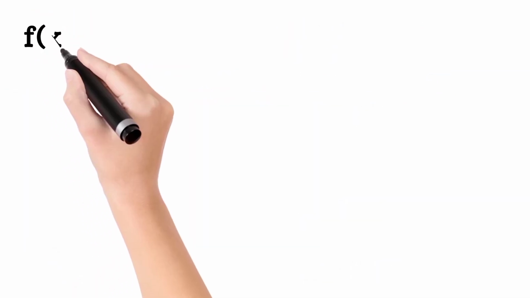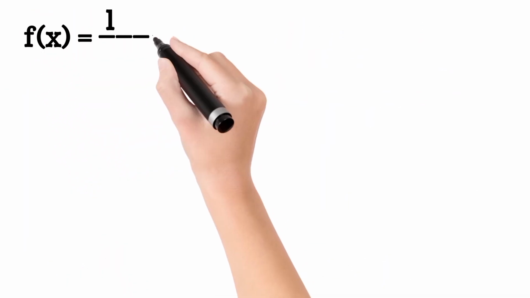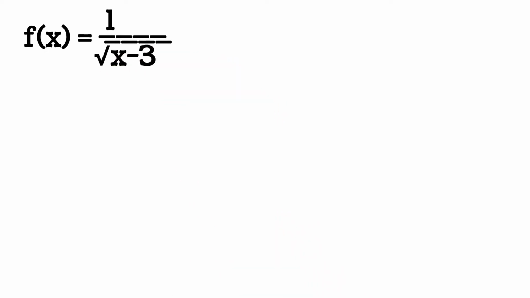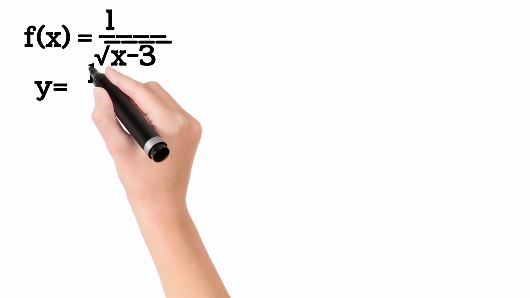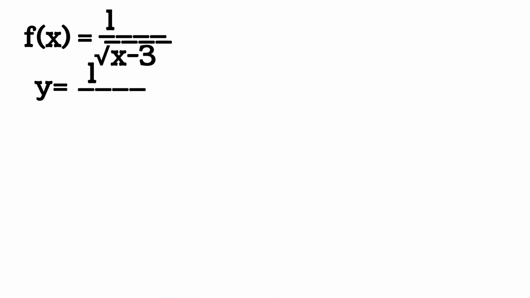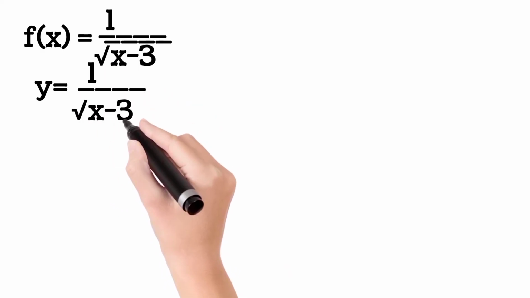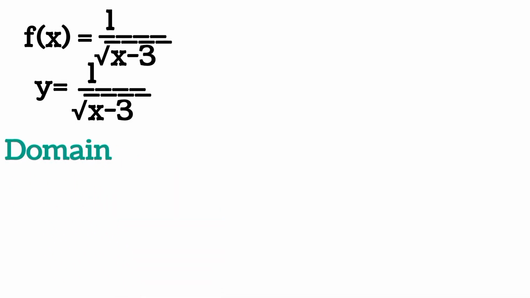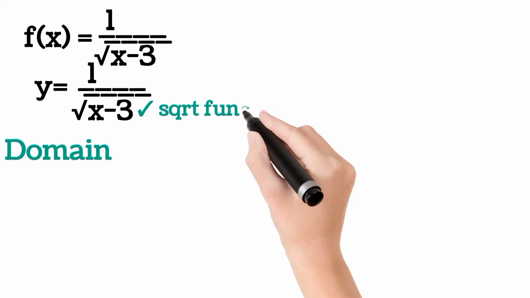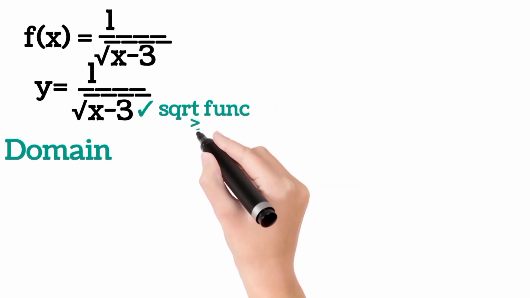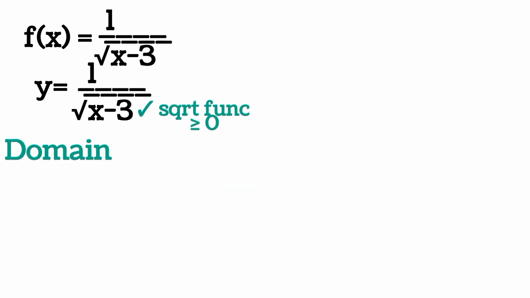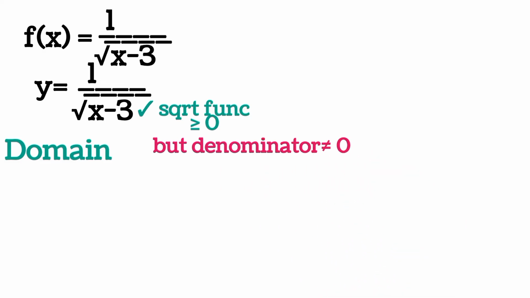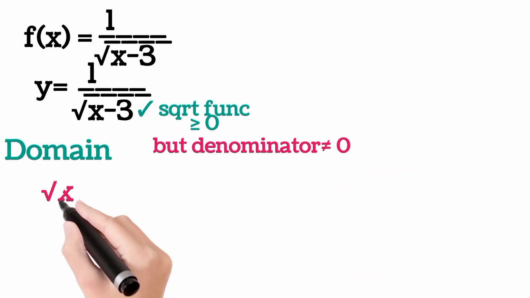Now another question is f(x) is equal to 1 upon square root of x minus 3. Let us write it as y is equal to 1 upon square root of x minus 3. Now for the domain, we see that here we have a square root function. So this expression must be always greater than or equal to 0. But it is also in the denominator, so it can't be 0. Otherwise it will become undefined.